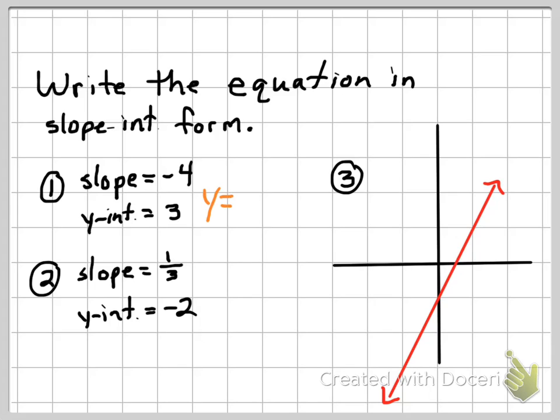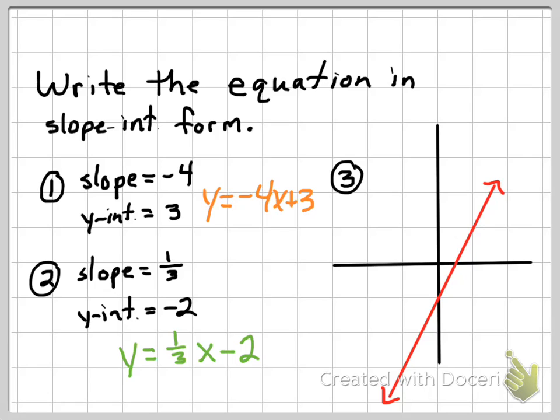Okay, so for number one, since the slope is -4, that means m is -4, so you have y equals -4x. And since the y-intercept is 3, that means you have +3. It's as simple as that. The slope is the m, the y-intercept is the b, and the equation should look like y equals mx plus b, just like we did yesterday. So number two, the slope is 1/3, so you have y equals 1/3 x, and the y-intercept is -2, so you have -2.